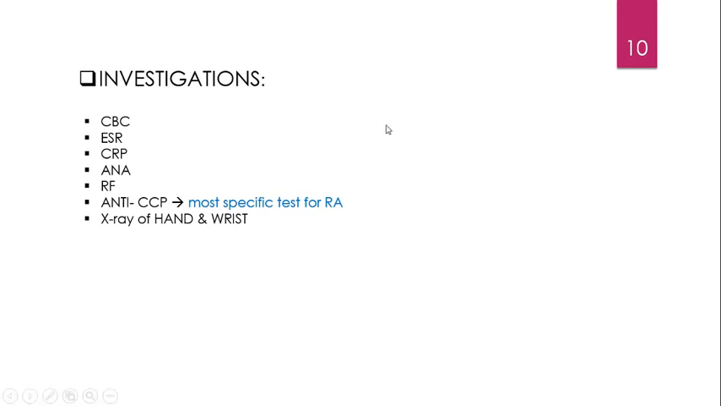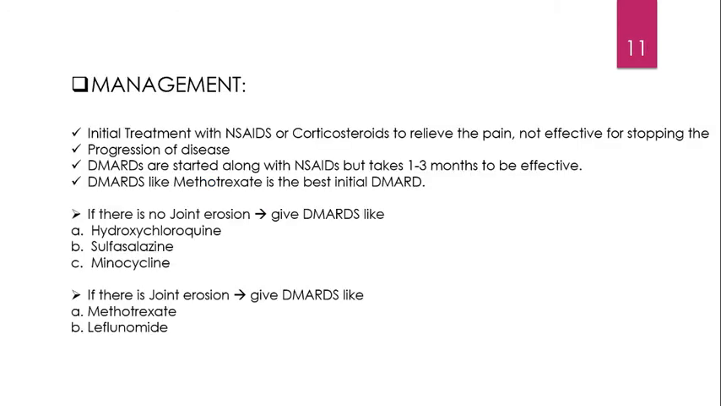Investigations. You will do CBC, ESR, CRP, and others. CBC will show anemia, ESR and CRP will be raised, ANA will be positive, RF positive, anti-CCP. It is the most specific test for rheumatoid arthritis. If they ask you what is the most specific test to confirm the diagnosis of rheumatoid arthritis, then you will say anti-CCP. And you will also do X-ray of hand and wrist. Management.